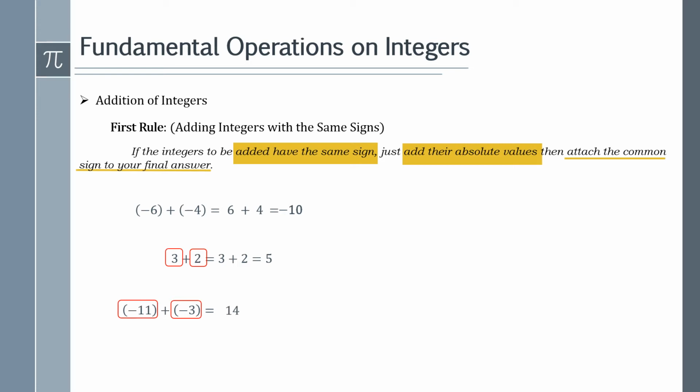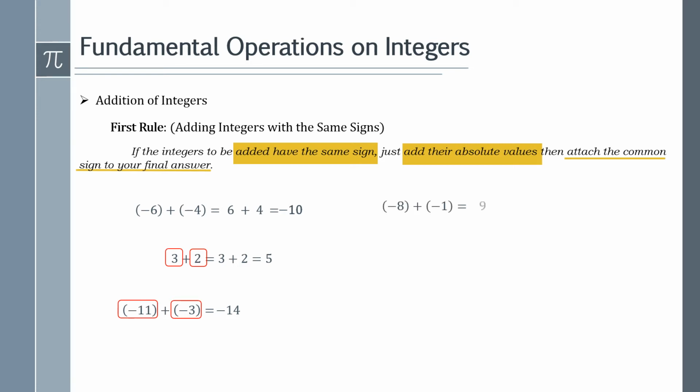But, meron pang sinabi, class, attach the common sign to your final answer. So, what's the common sign? The common sign is negative, right? So, since the common sign is negative, then you attach negative to your answer. So, negative 11 plus negative 3 is equal to negative 14.